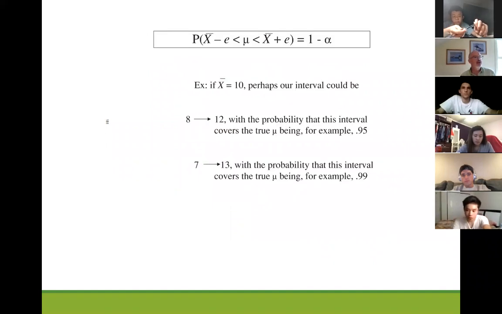All right. So again, if X bar is 10, perhaps the interval could be between 8 and 12. Now remember, I told you it's symmetric. So if the mean is 10, 2 to the right is 12, 2 to the left is 8. If it's between 7 and 13, that's 3 to the right and 3 to the left. Again, symmetry. It's going to be always in the middle. Okay? And the confidence interval could be 95 and it could be 99.